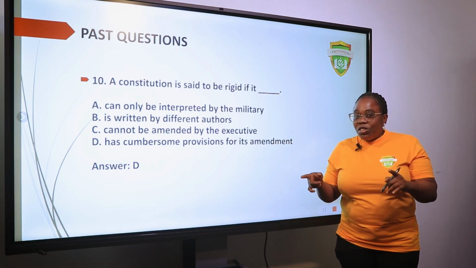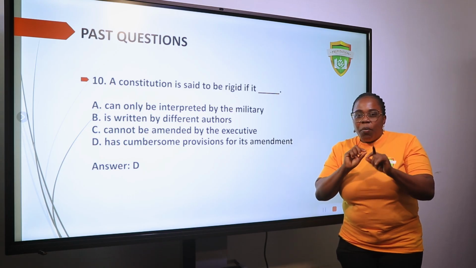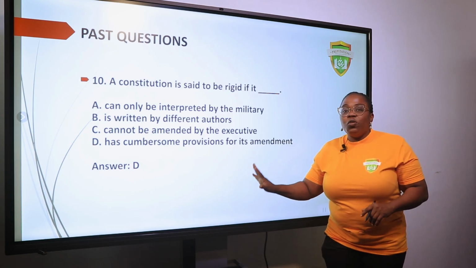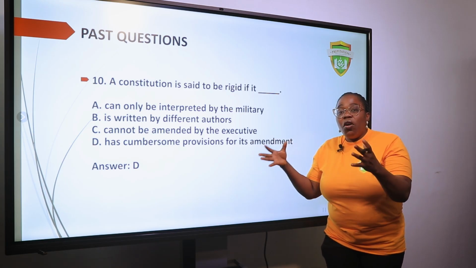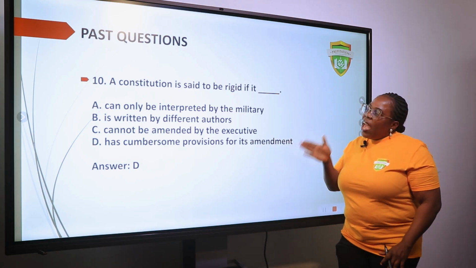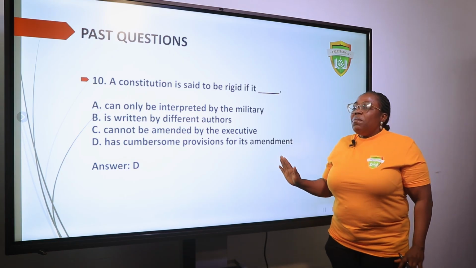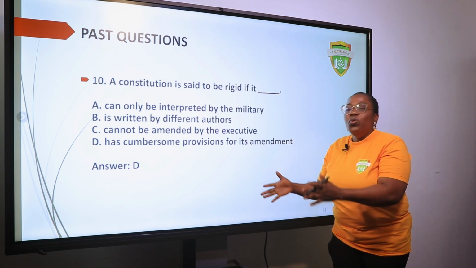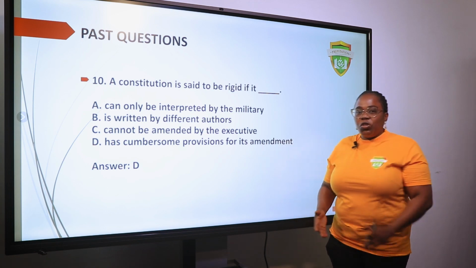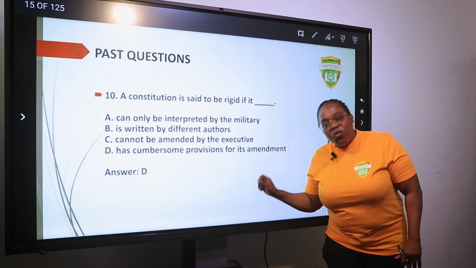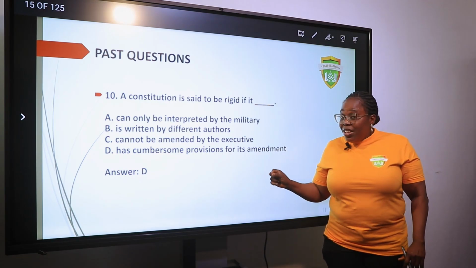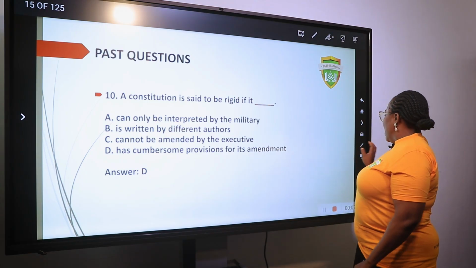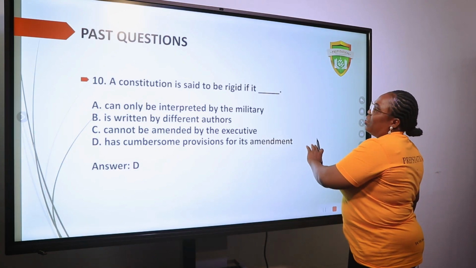Just a brief wrap-up. When you hear constitution, we're talking about rules, laws, principles that govern a country. When you hear of constitutionalism, it simply means strict adherence, how government is supposed to rule according to the Constitution to avoid abuse of power. So these are the things you should take note of. Thank you.